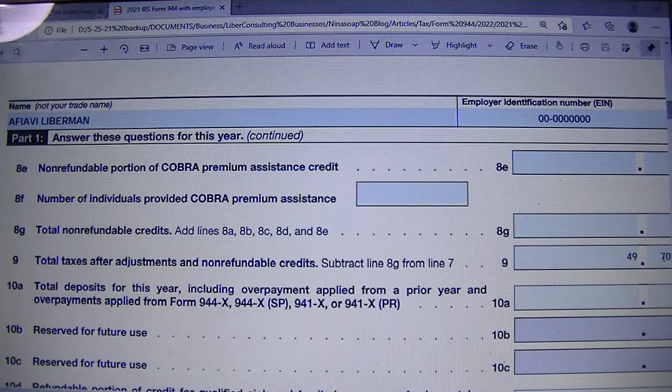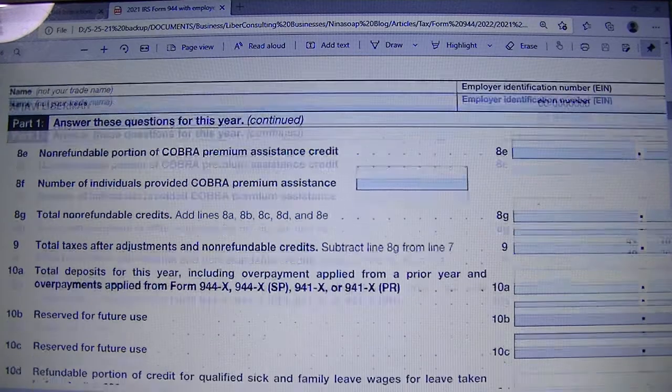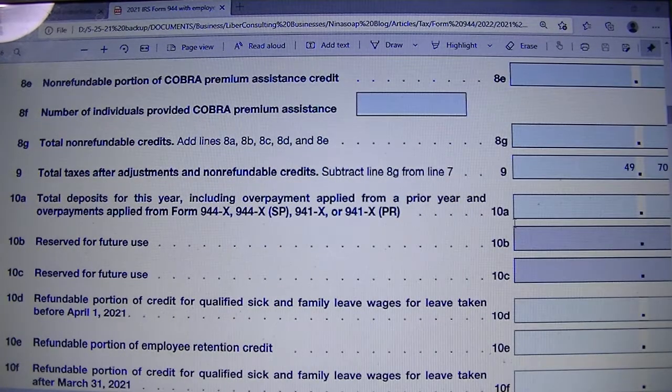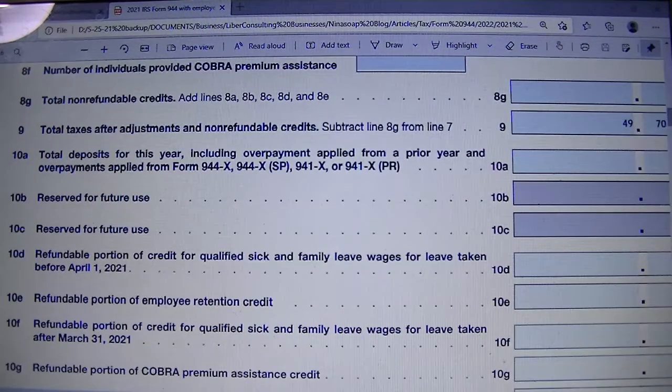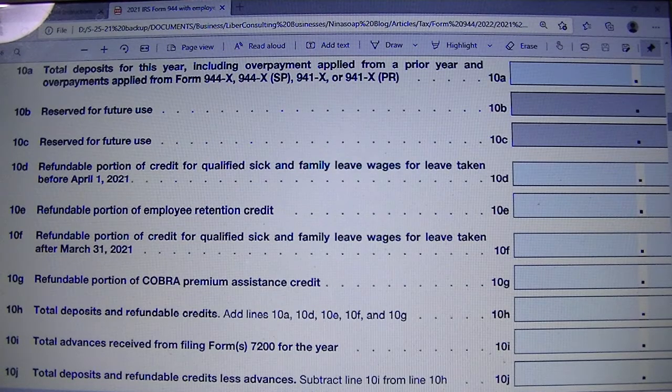So line 10, total deposit during the year. So if you have made some deposit during the year, or there is a prior year overpayment that you decided to keep to apply to this return, you'll put it on line 10. In our case, it's $0, so we left it blank. Line 10 B and C are for future use by IRS, so you leave those areas alone. And line 10D all the way down is refundable portion of credits.